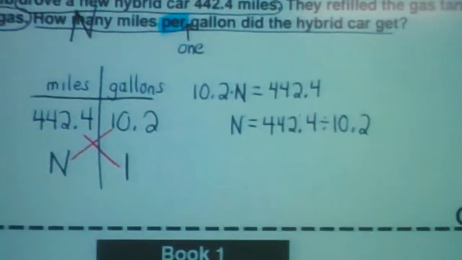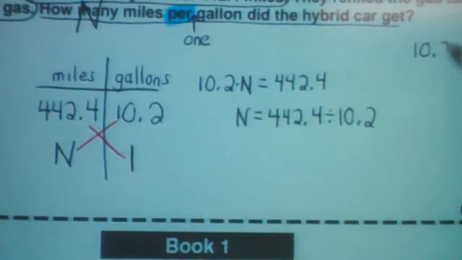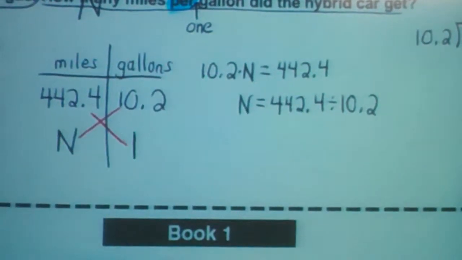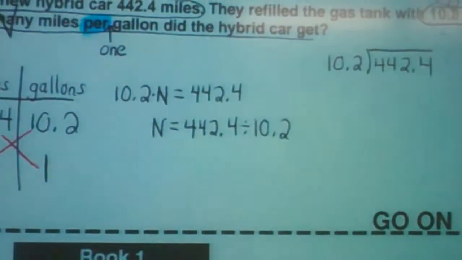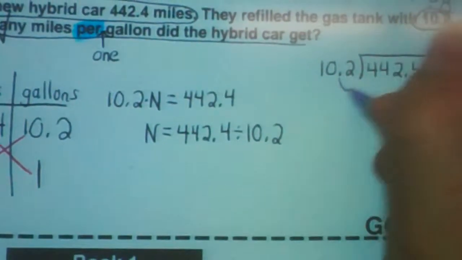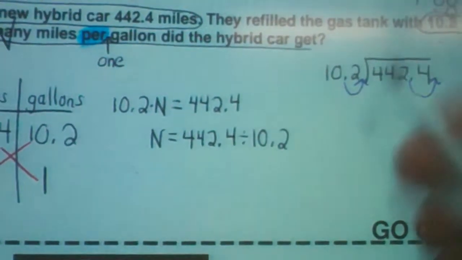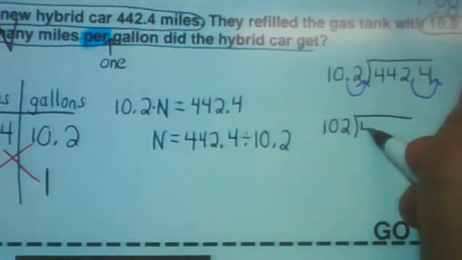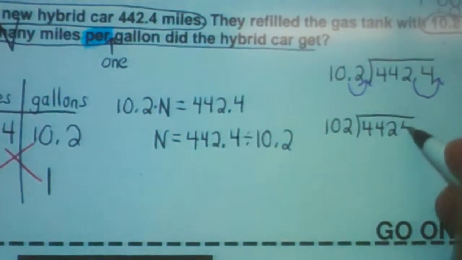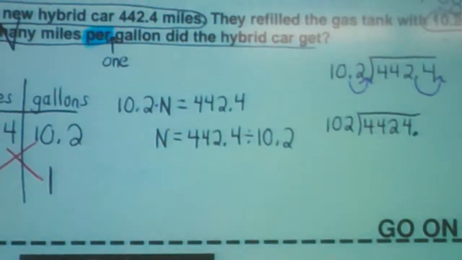This problem is looking a little bit like a dog and cat problem to me. That is 10.2 goes into 442.4. Okay, move the dog over once, move the cat over once. Our new problem, and this is where it gets ugly, is 102 going into 4,424 with the cat now over here.